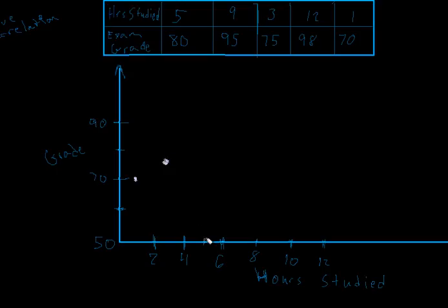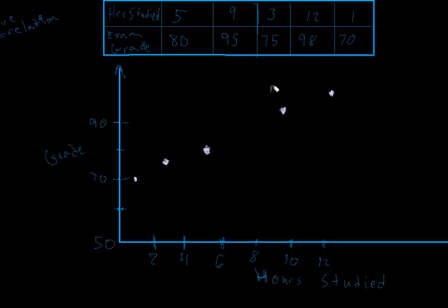And then 5 hours is an 80. Then, well, 9 hours got a 95. And finally, 12 hours get a 98. That would probably be about 100 right there for 12 hours.